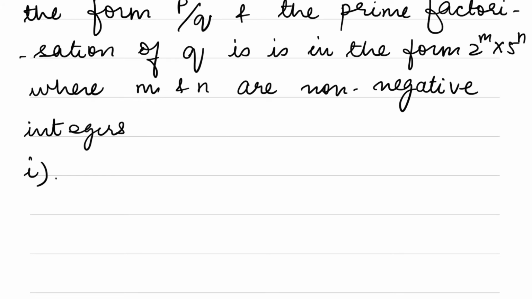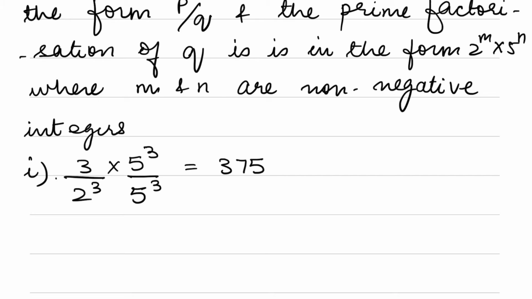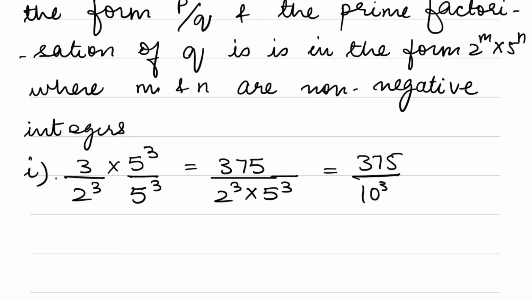So we had the first example 3 by 2 raised to the power 3. This I can multiply and divide by 5 raised to the power 3. So this I get the number as 125 into 3, 375 by 2 cube into 5 cube. This is 375 by 10 raised to the power 3 or 0.375.